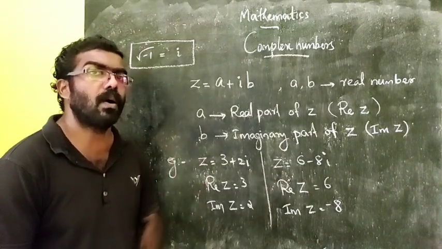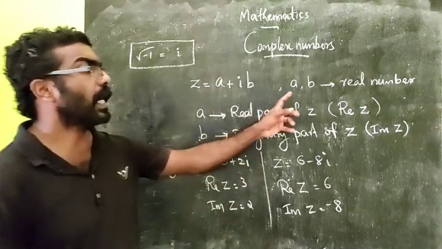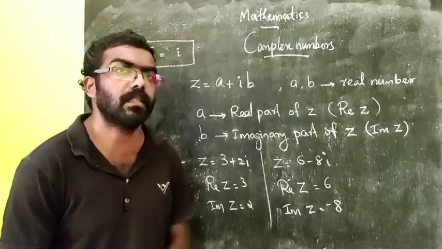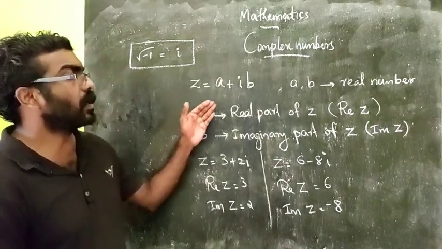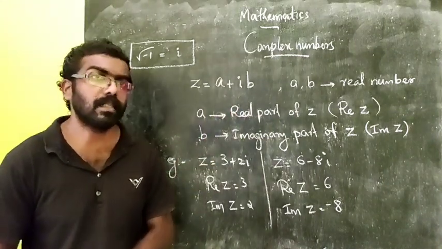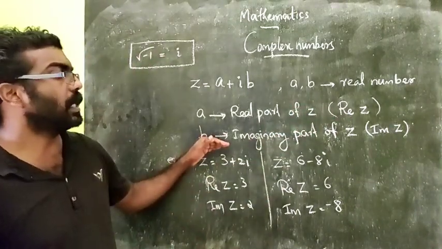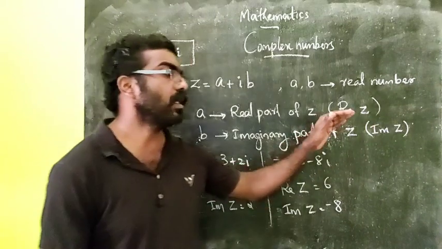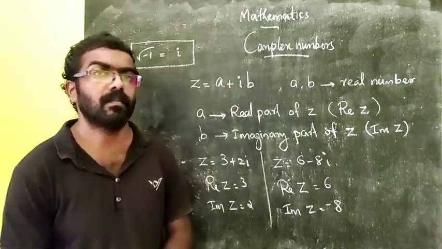So a number of the form z is equal to a plus ib, where a, b are real numbers, is defined to be a complex number, where a is called the real part of z and it is denoted by Re z, and b is called the imaginary part of z and it is denoted by Im z. Clear?